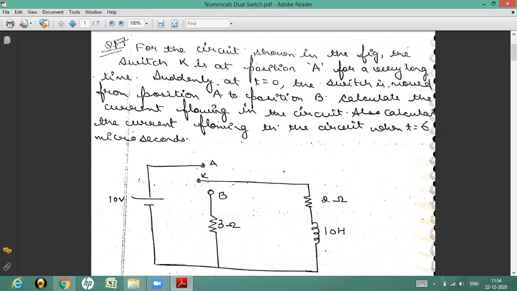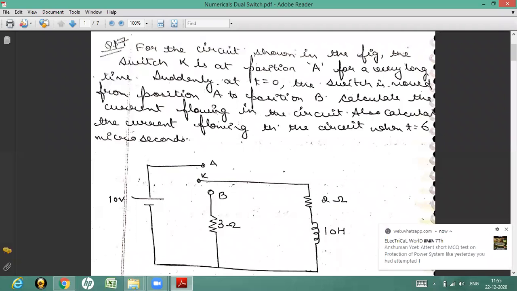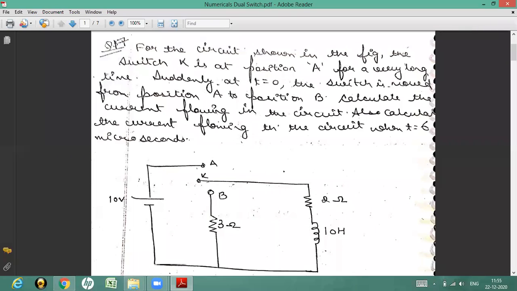in this numerical, for the circuit shown in the figure, the switch K is at position A for a very long time. Suddenly at t equal to 0, the switch is moved from position A to position B. We have to calculate the current flowing in the circuit, and also the current at t equal to 6 microseconds.